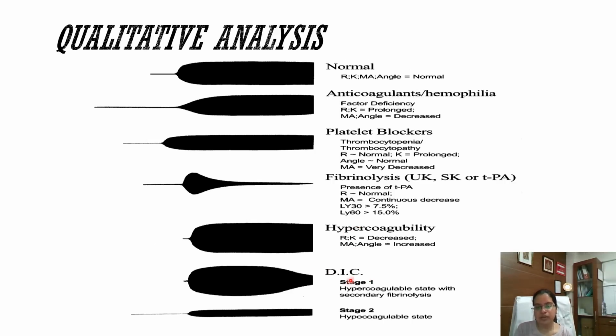Now DIC, there are two stages in DIC, that is stage 1 and stage 2. In stage 1 you can see the R time is less, K time is also less, alpha angle is increased, MA is also increased, and there is fibrinolysis, secondary fibrinolysis. So this is stage 1. Now in stage 2 there is consumptive coagulopathy, that is all the coagulation factors have been consumed now. So the patient will go into a hypocoagulable state. R time will increase, there will be decrease in MA, decrease in alpha angle. So this is stage 2 of DIC, that is hypocoagulable state.